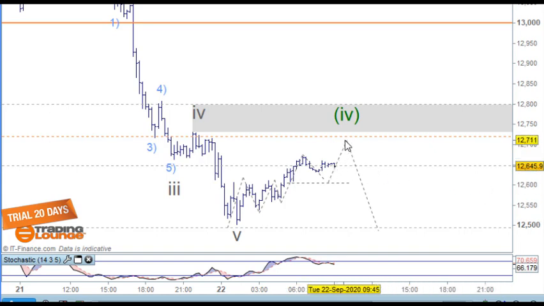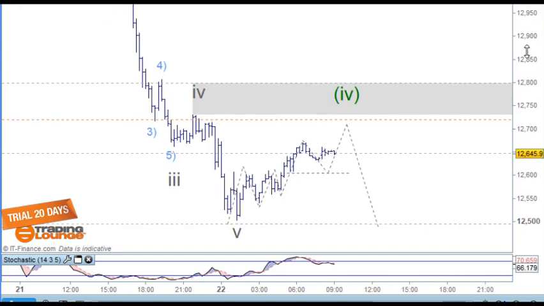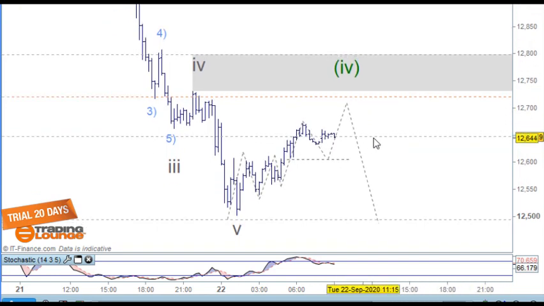If the market does push up to this height here, then that leaves us with the 12,650, which is the lower end of group 2. So we could also short it from there.